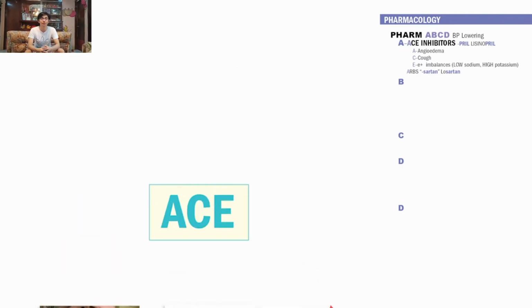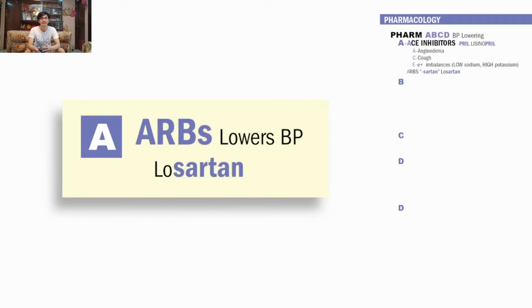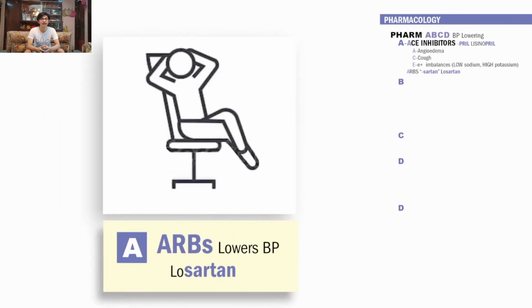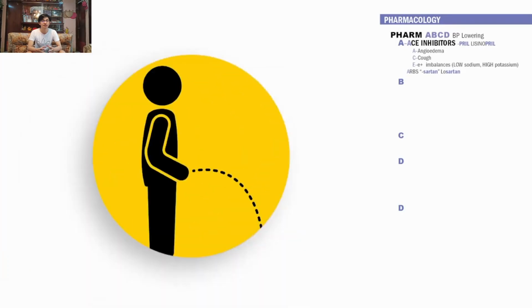Another A is for ARBs, or angiotensin receptor blockers, that lower the blood pressure. The drugs under this end with tan, like losartan. Just remember that Mr. Tan is a relaxed man. This allows less workload in the heart and more relaxation in the blood vessels. This can also excrete fluids out of the body, lowering blood volume.